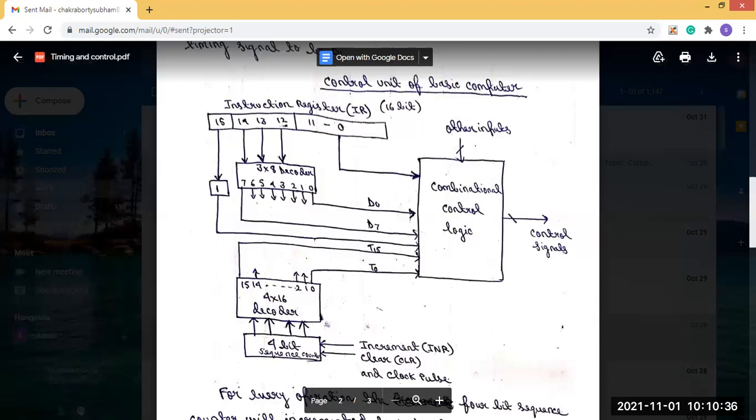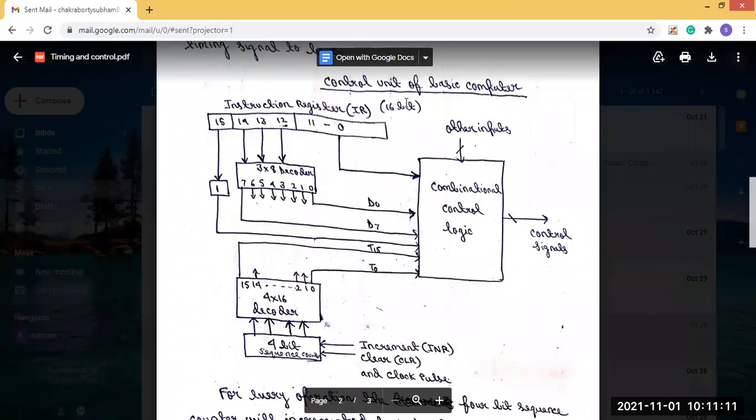And there is the 4-bit sequence counter. This 4-bit sequence counter is a 4-input going to the decoder, and 16 outputs are generated. These 16 outputs are the timing signals, from T0 to T15, and they go to the combinational control logic again, where our control signals are produced.